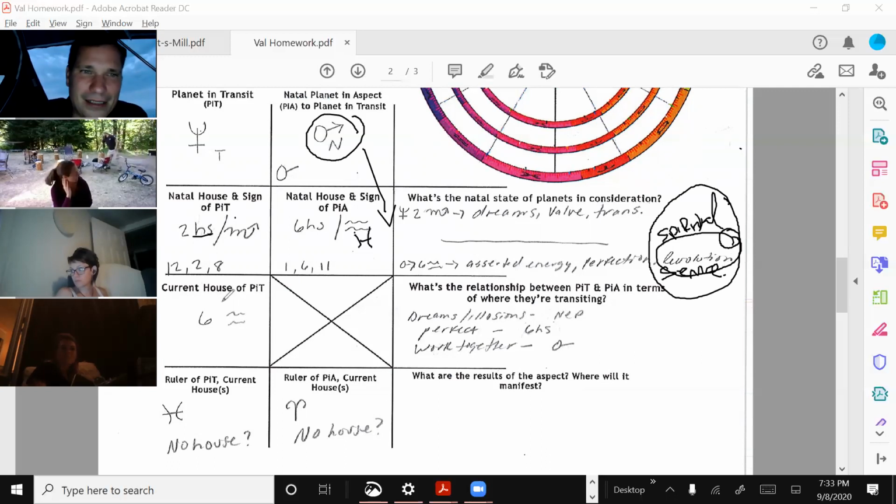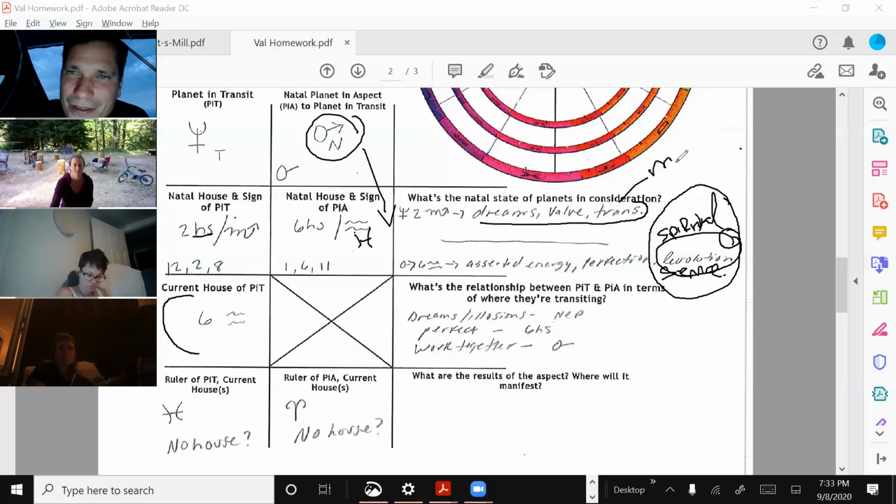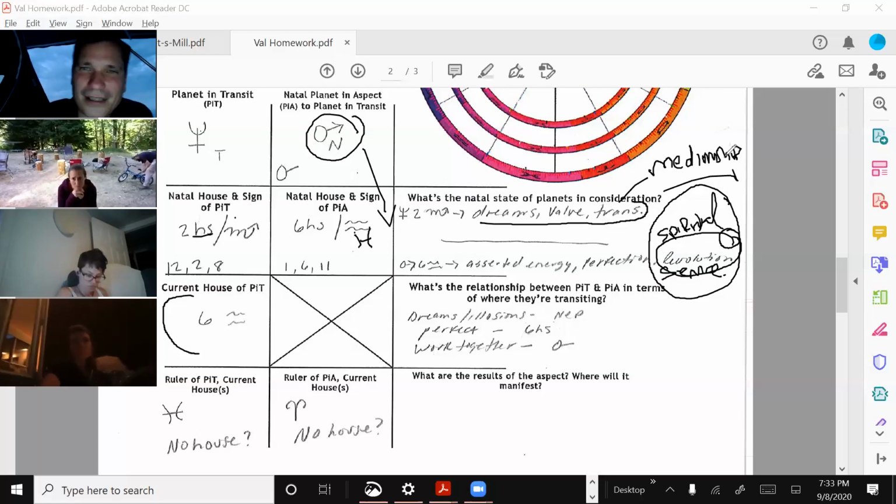And now Neptune, which is your assets. What did you have here? Dreams, values, transformation. Scorpio, transformation. But we all know by now this is for you. This is your mediumship. So you can just use that, right?